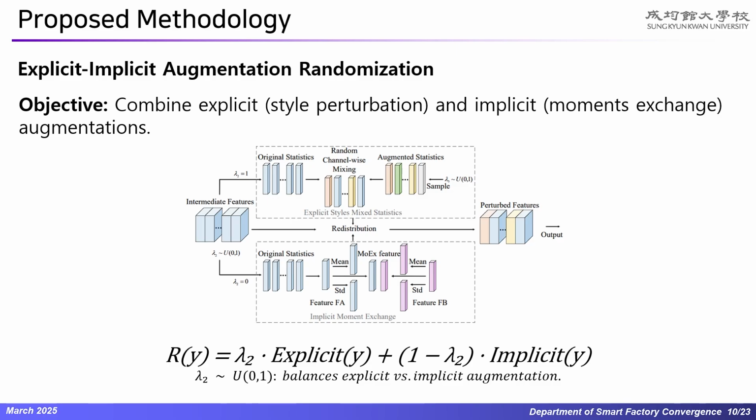Now again, using a lambda from a uniform distribution of 0 to 1, the closer lambda is to 1, the more explicit augmentation influences the features. The closer lambda is to 0, the more implicit augmentation influences the features, shown here by this formula. So we can just take a peek at both augmentations separately.